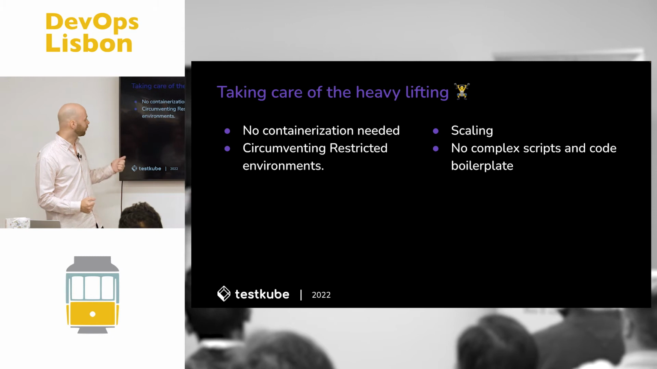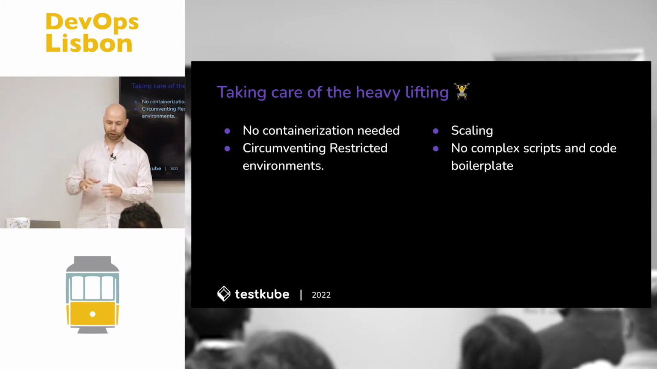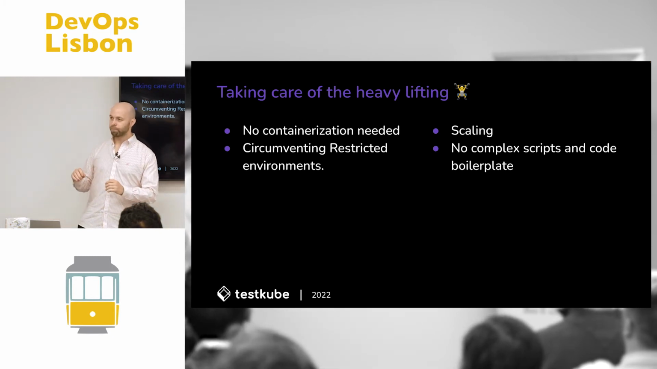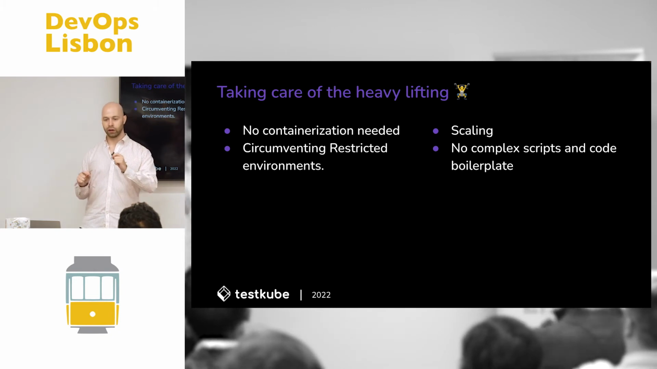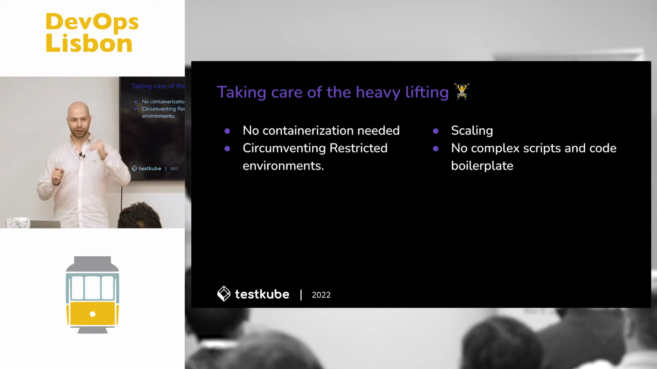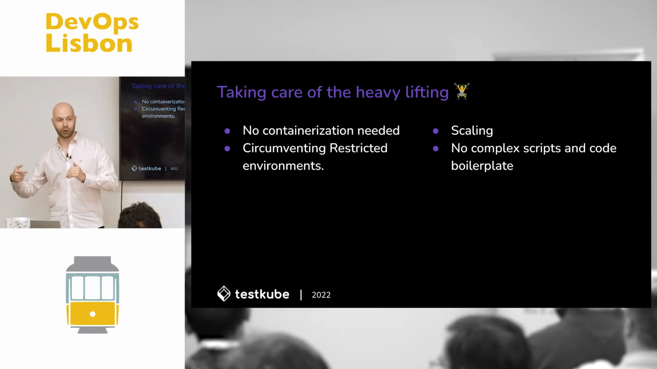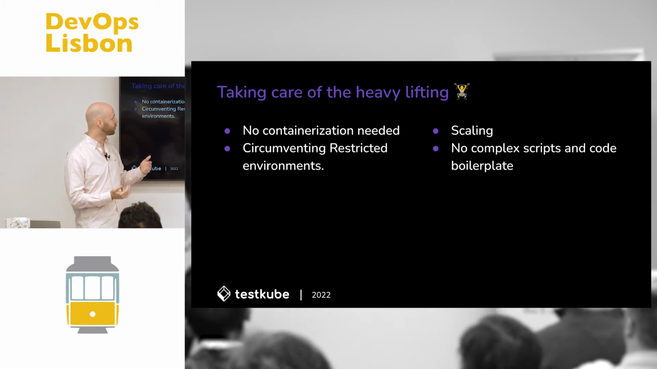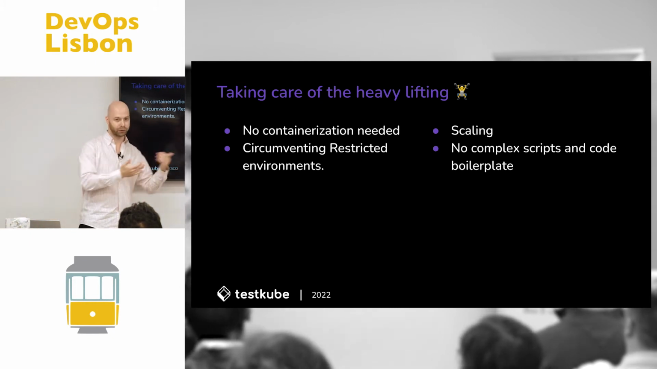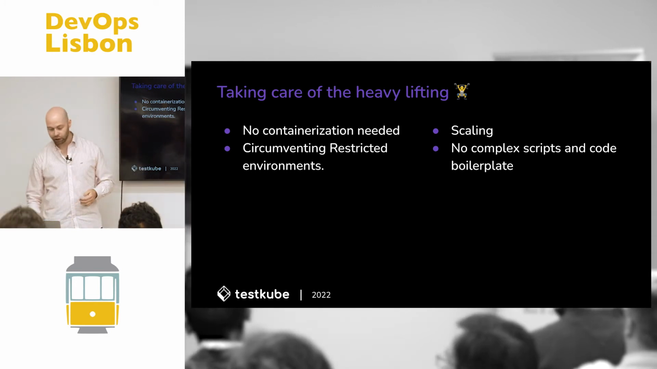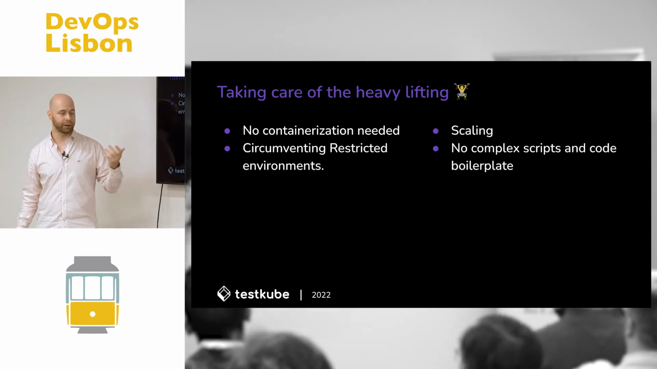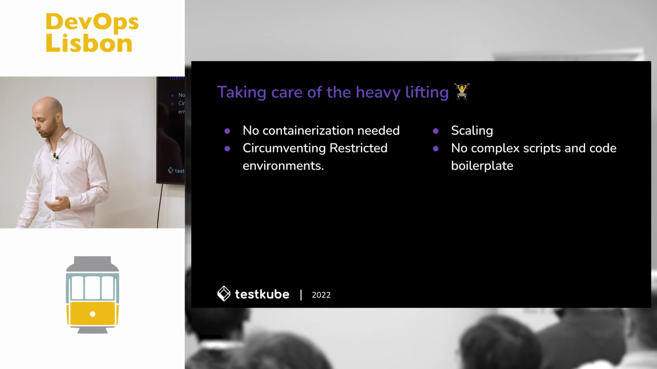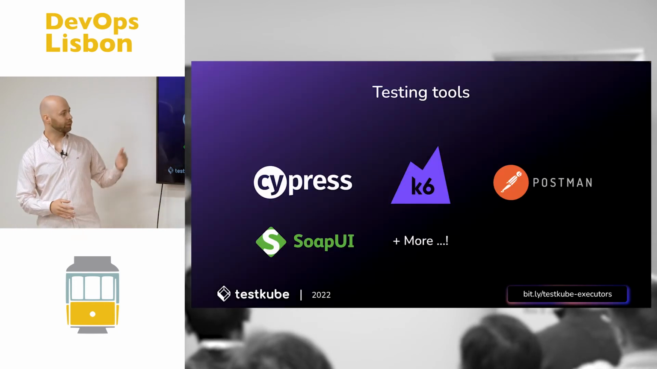The other one is circumventing restricted environments, because you can use this framework and it's living inside your cluster, inside Kubernetes. You can just open the Kubernetes API, you can call Testkube, and Testkube runs the test inside the cluster for you. So you don't need to expose any APIs to the world. You can just expose the testing framework to run your tests. And of course, you don't need complex scripts or boilerplate code to run it. So it's compatible with these tools.